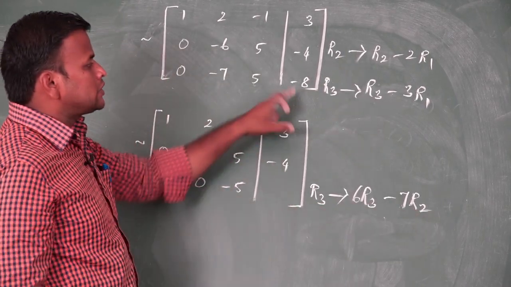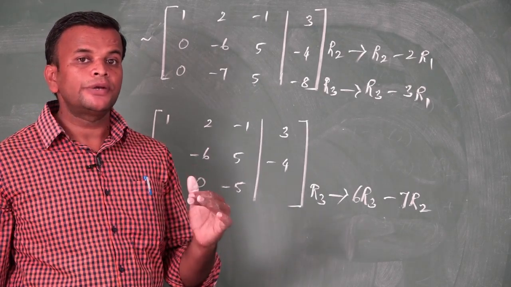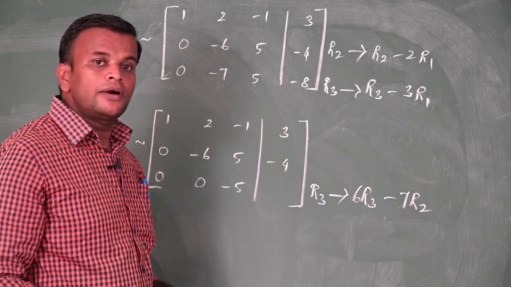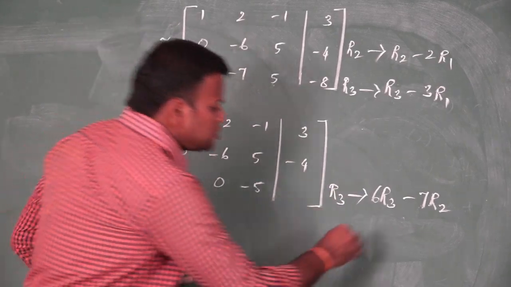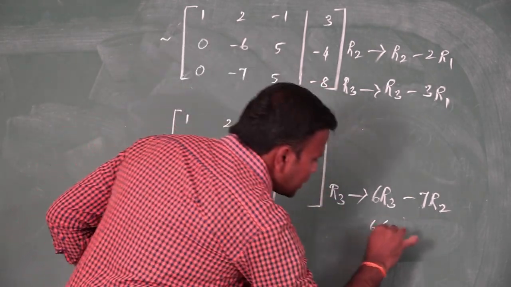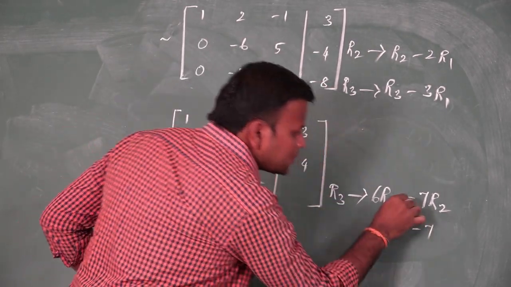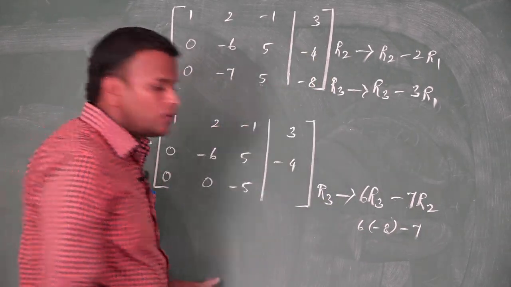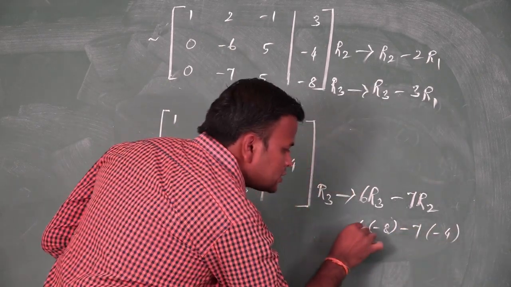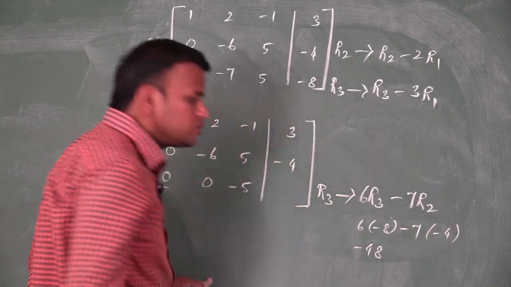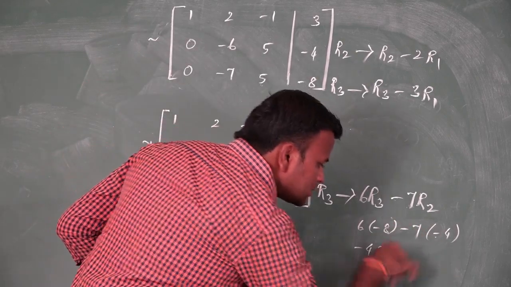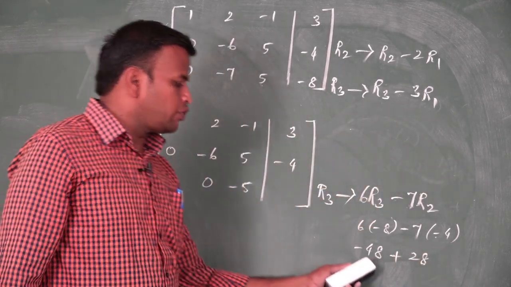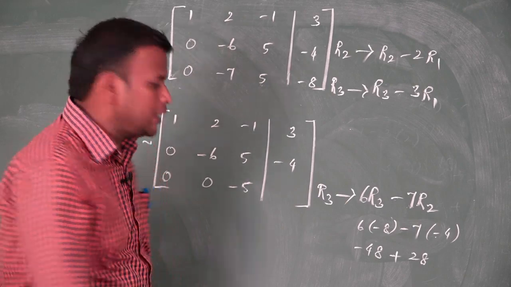You identify the number minus 8. Each and every element is important, and the sign is also very important. Now for the number minus 8, we write R3 as 6 R3: 6 times minus 8, minus 7 times the corresponding element of minus 8 in R2, which is minus 4. 6 into minus 8 is minus 48. Minus into minus is plus, 7 4s are 28. Minus 48 plus 28 is minus 20.